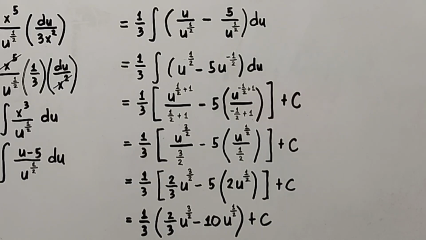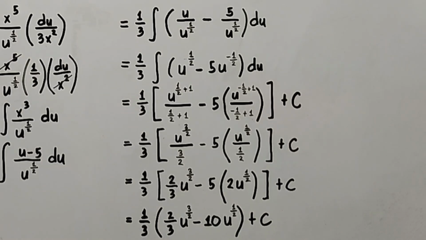We will simplify these two terms. The u power 1/2 plus 1 is the same as u power 3 over 2. And that u power negative 1/2 plus 1 is equal to u power positive 1/2. After that, get the reciprocal of 3 over 2 and multiply that to u power 3 over 2.